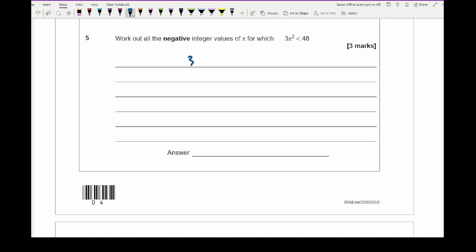Well, if I have 3x² is less than 48, then I take the 3 over by dividing by 3, and that leaves me with x² is less than 48 divided by 3, which is 16. Got ahead of myself on there.